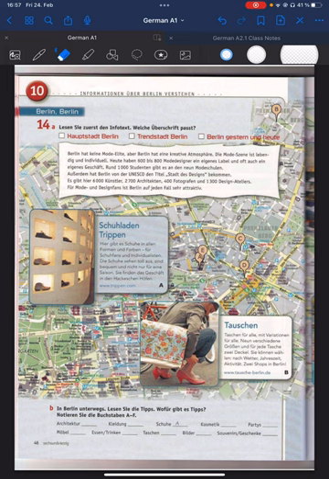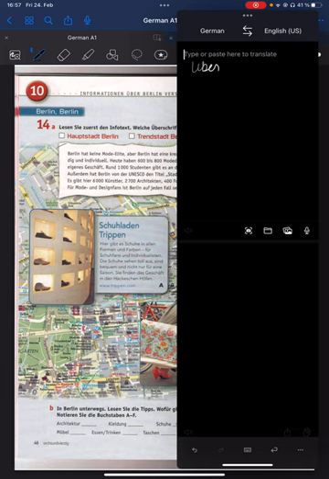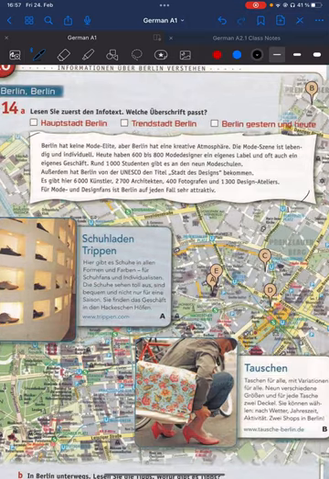14 A, Berlin. Lesen Sie zuerst den Infotext. First, read the Infotext here. Welche Überschrift passt? Welche Titel? Headline. Which headline or title or caption fits? Okay. Berlin hat keine Mode Elite. Okay. Berlin doesn't have elite fashion. Aber Berlin hat eine kreative Atmosphäre. But Berlin has a creative atmosphere.